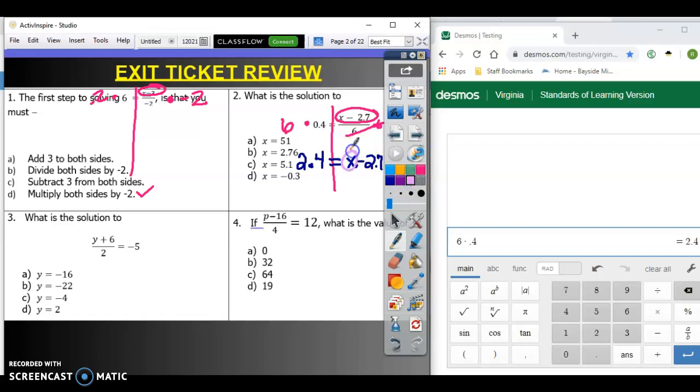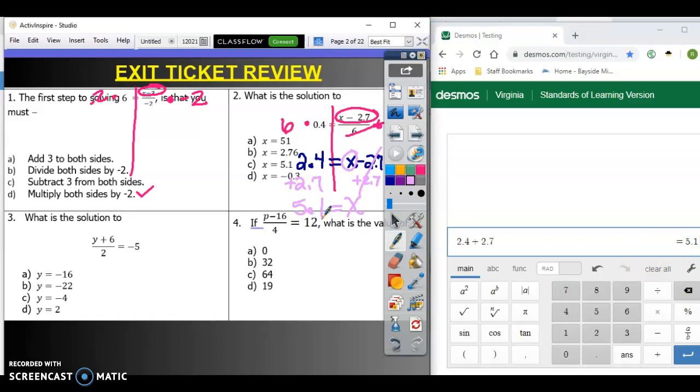So I want to get this x by itself. The opposite of minus 2.7 is just plus 2.7. So we type this in to make sure we get 0. When I look at it, it's minus 2.7 plus 2.7. We got 0, so we can cross this off. That's gone. Now we just have x equals, and we type in the other side, 2.4 plus 2.7. The answer is 5.1.